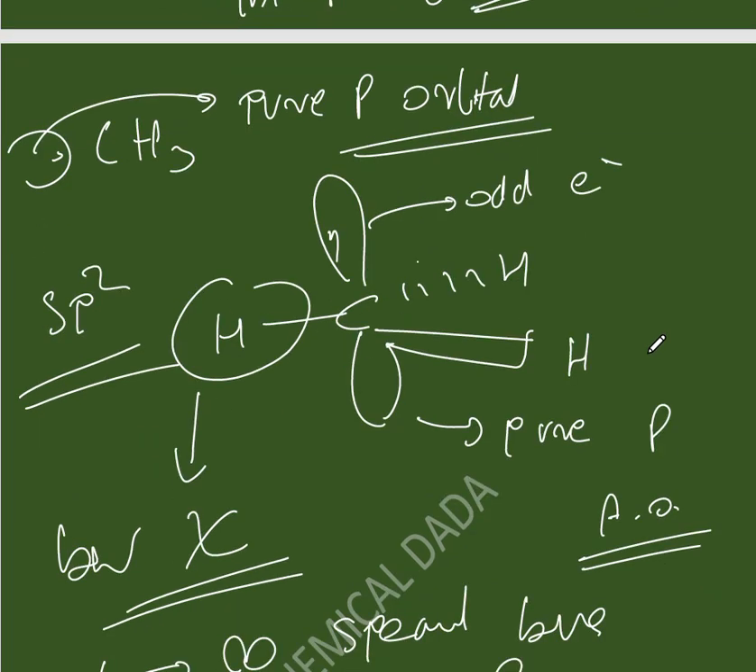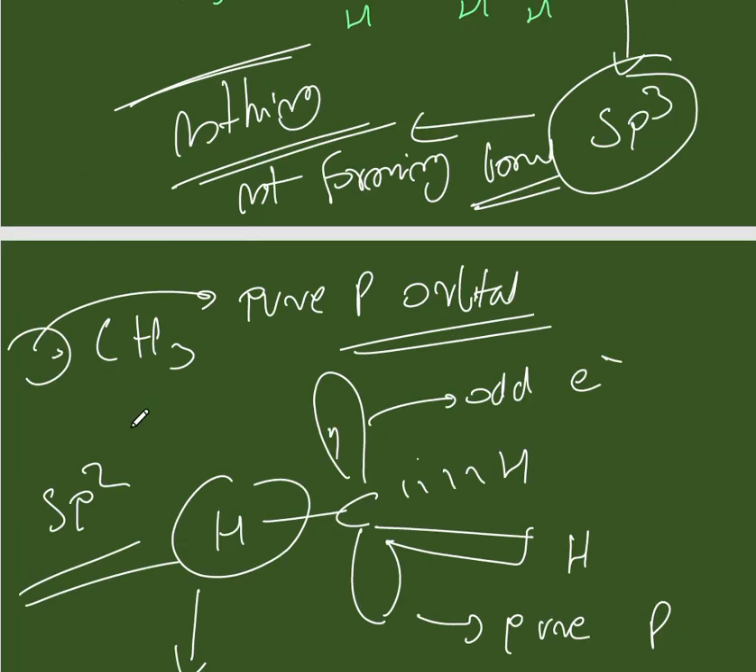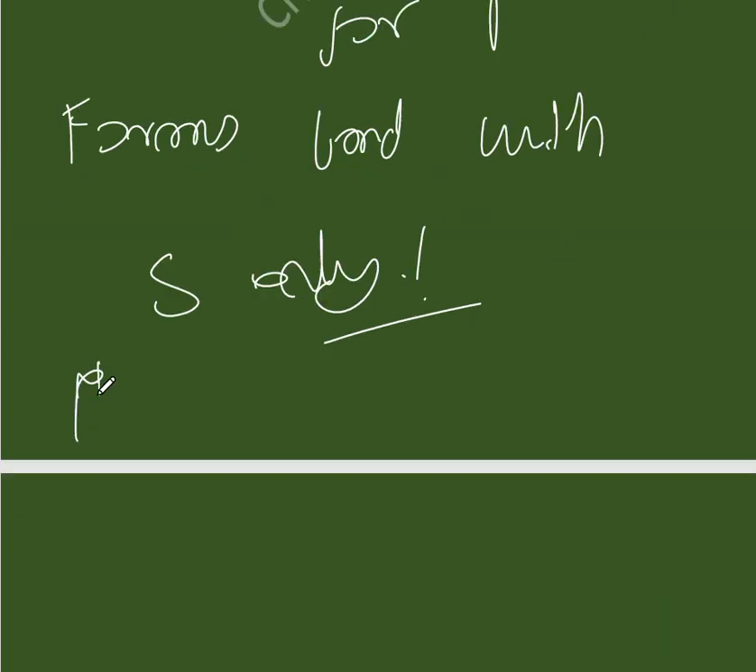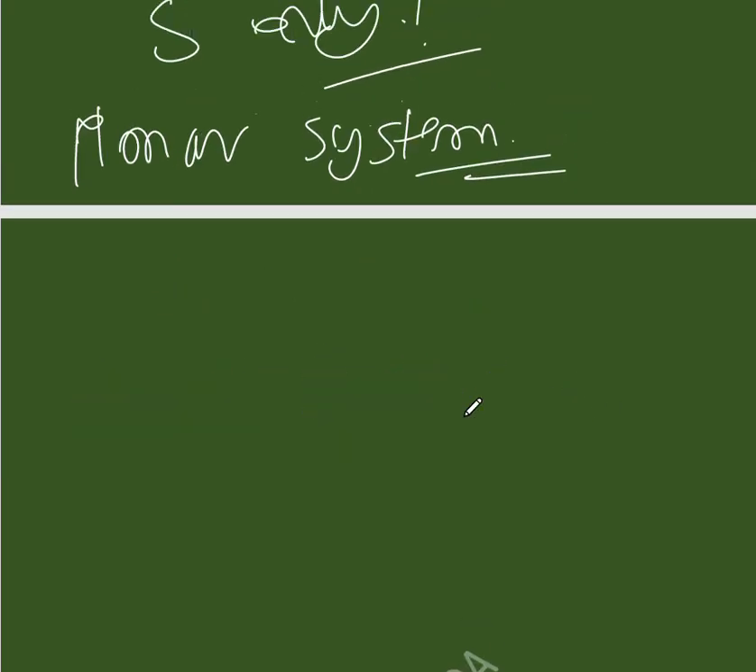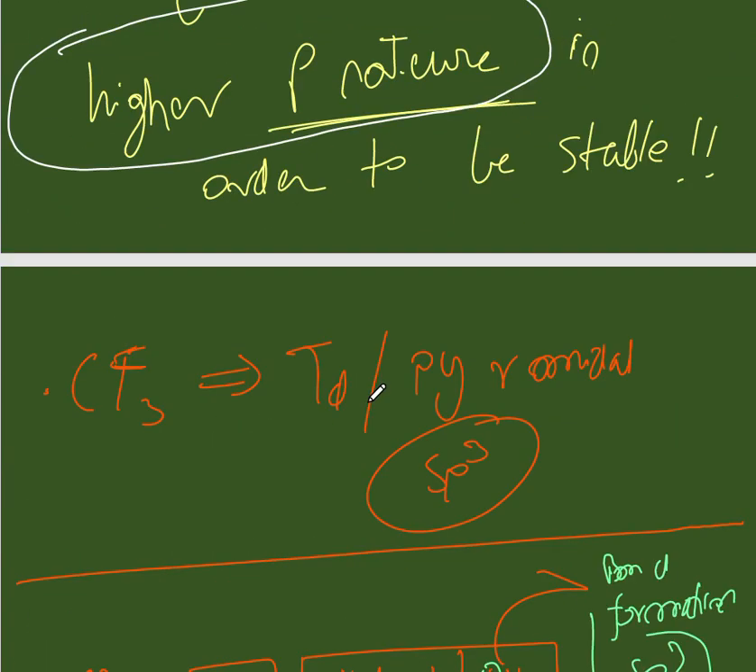And so CH3 dot is sp2 hybridized and has a planar system. Understood? Whereas CF3 dot is sp3 hybridized and has a tetrahedral or pyramidal structure.